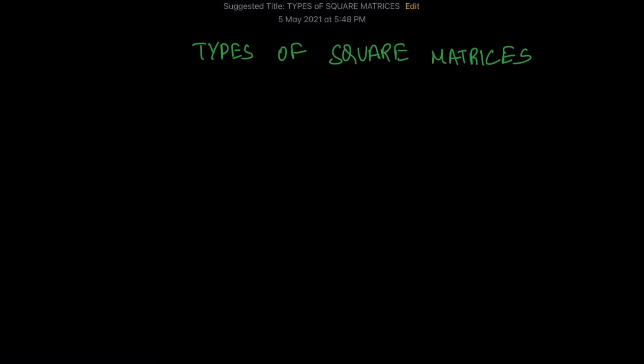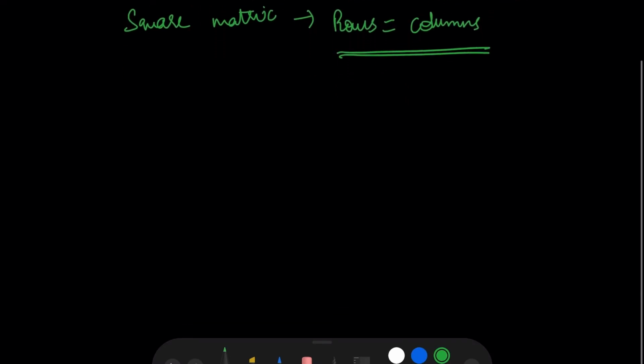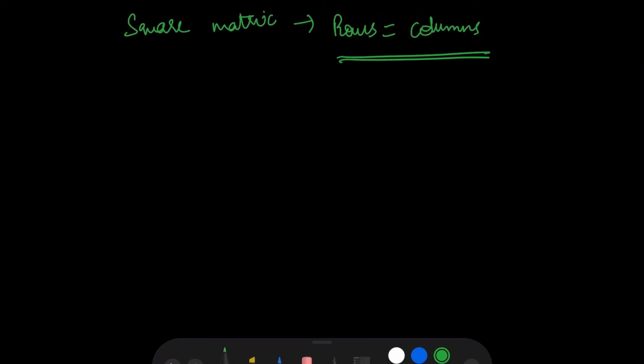So the first type of square matrix, the square matrix is a matrix where the number of rows are equal to the number of columns. If you didn't know what is a square matrix, right? So the number of rows are equal to the number of columns, then those types of matrices are called as square matrices, right? So the first type of square matrix that we'll be discussing is the diagonal matrix.